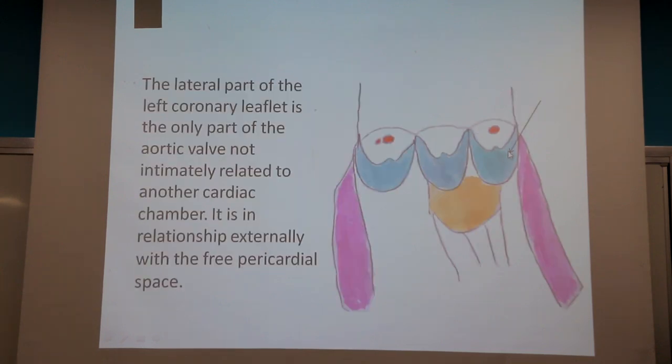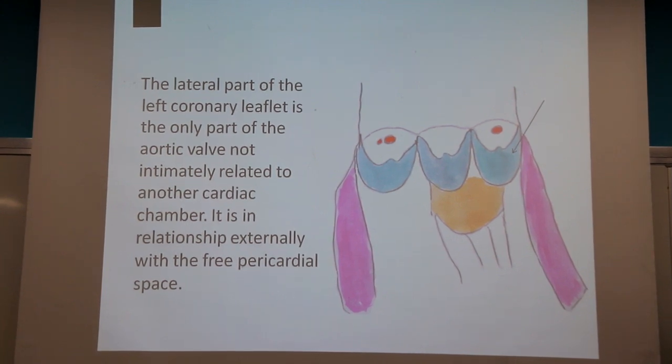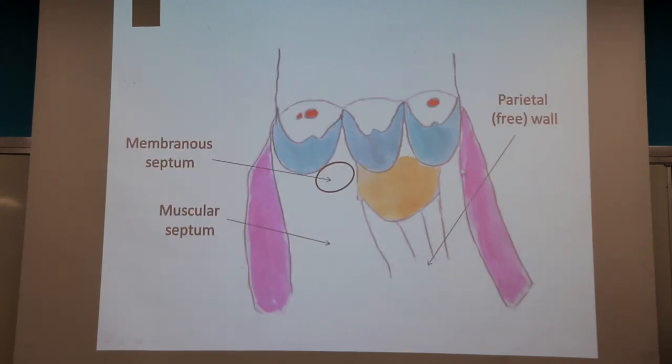The lateral part of the left coronary leaflet is the only part of the aortic valve not intimately related to other cardiac chambers. So it is related to the external or the free pericardial space. This part I'm working on. Here is the aortic valve, anterior cusp of the mitral valve, and here is the parietal or free wall, and here is the septum, including muscular septum and membranous septum.